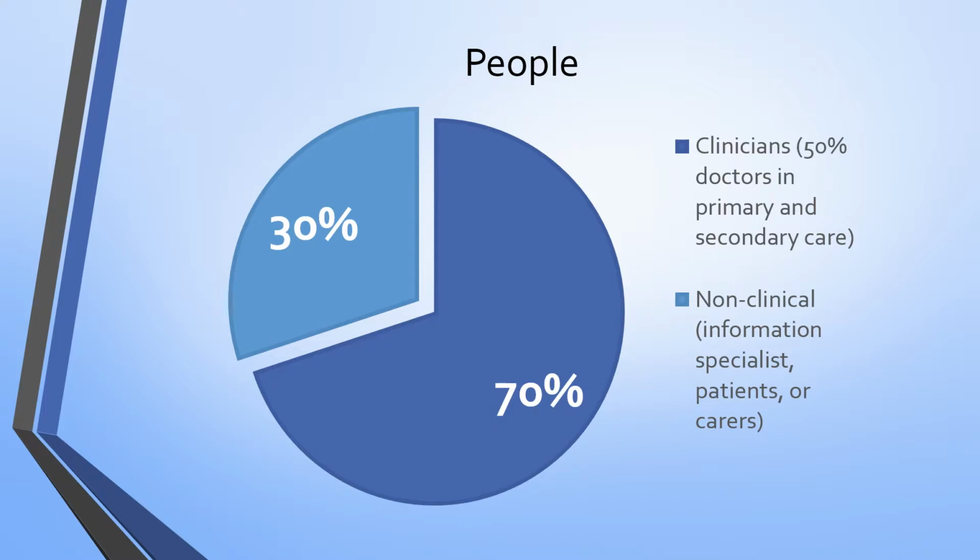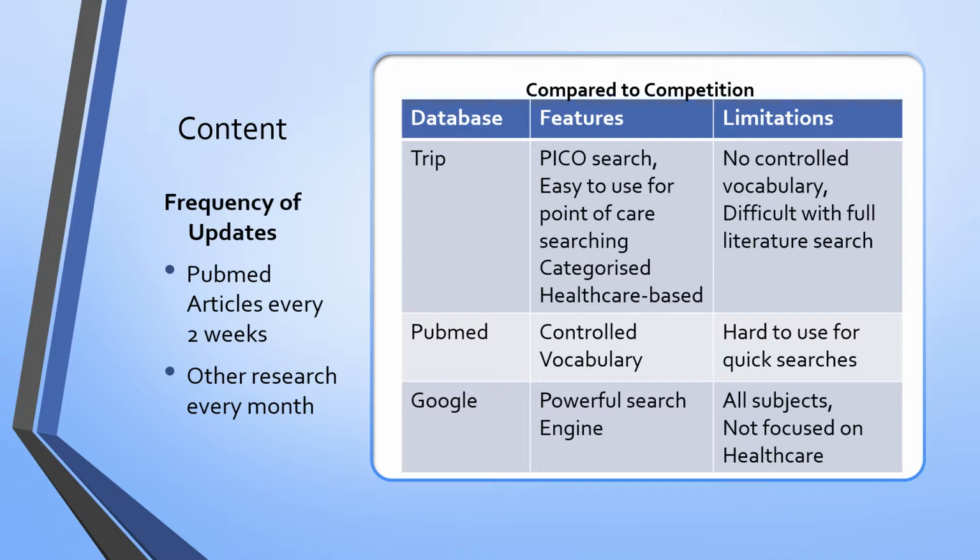Healthcare professionals are the intended audience of the TRIP database. A recent survey by TRIP states that 70% are clinicians and 30% are non-clinical, like information specialists, patients, and carers. Out of the 70% of clinician users, 50% are doctors, evenly split between primary and secondary care. Main users come from English-language countries such as the USA, UK, Canada, and Australia. TRIP is updated bi-weekly for PubMed articles and monthly for all other articles.